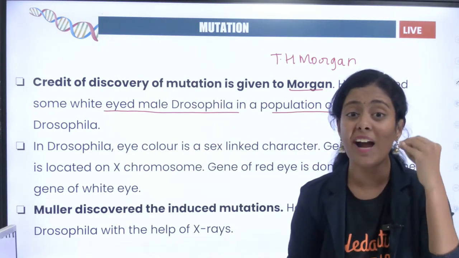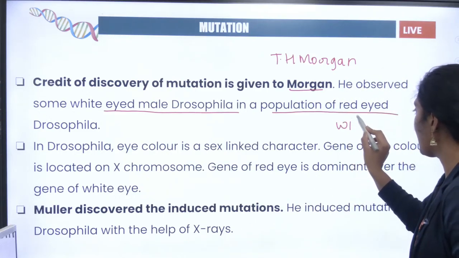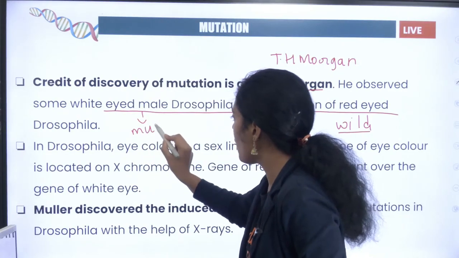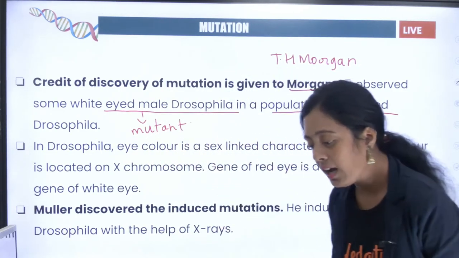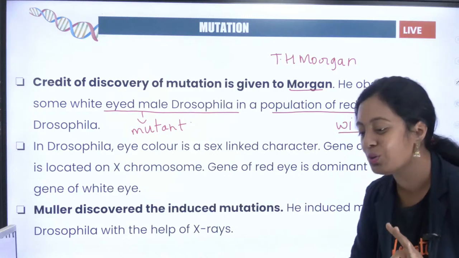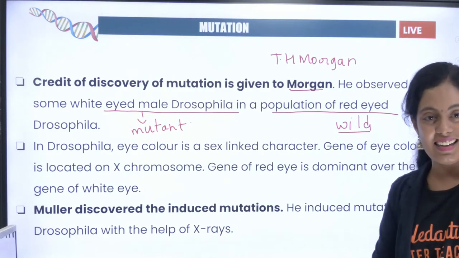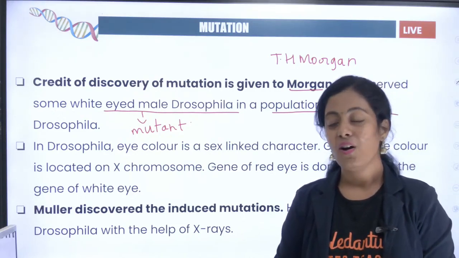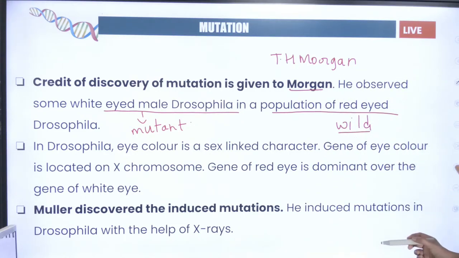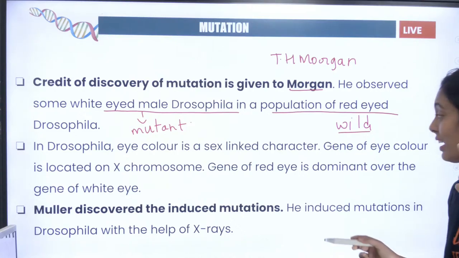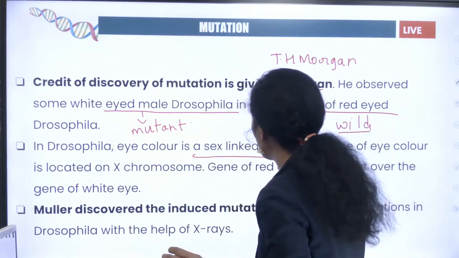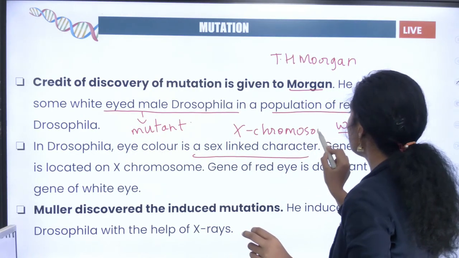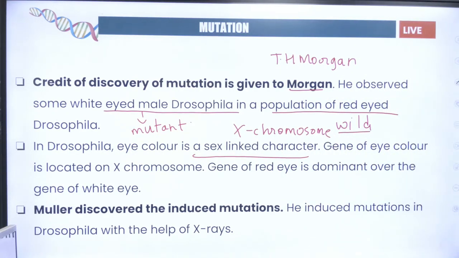The red eye is the wild character, the natural character. The white-eyed one is a mutant, that is, it suddenly appeared in the population. Correct? That is what we call a mutant. Yes, very good, Janice. T.H. Morgan discovered linkage. So while discovering linkage, he also observed mutation. This eye color character is located on the X chromosome, and that is why we call it an X-linked character.